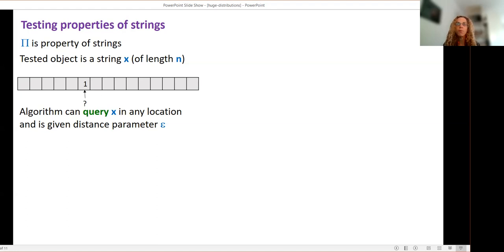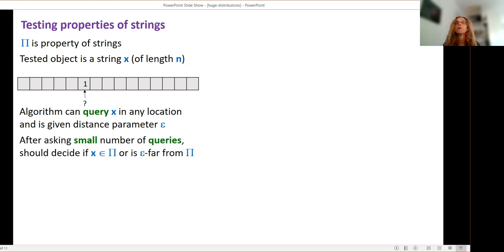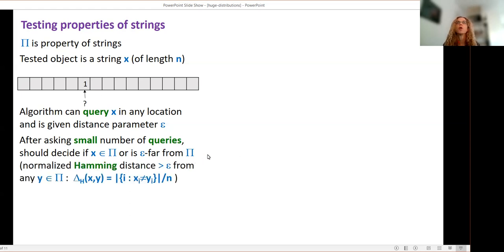What do we require of the algorithm? After asking a small number of queries, it should decide whether x belongs to the property, has the property, or is epsilon far, where epsilon far is measured according to the normalized Hamming distance, that is the fraction of indices on which the strings differ.